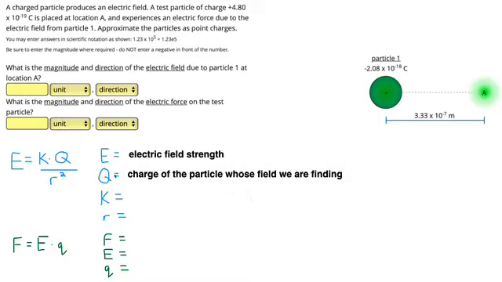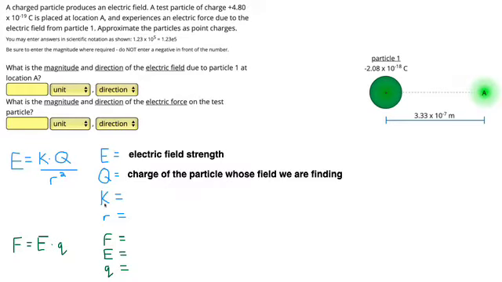So be careful there, because we actually have two charges in this question. We have particle 1, which is making this electric field, and another particle mentioned in the question, which is a test particle with a different charge. So there are two particles in the question, but we're looking at particle 1.